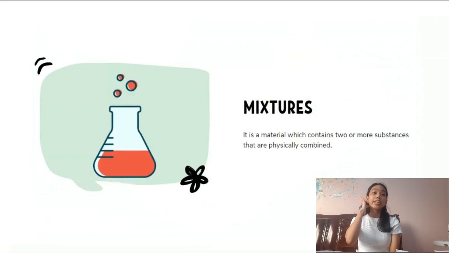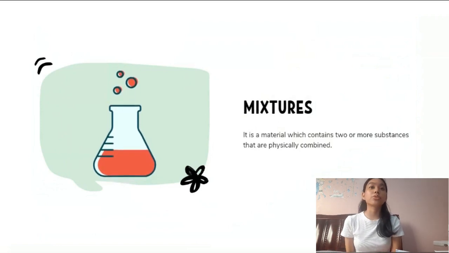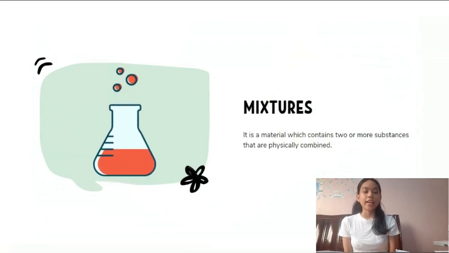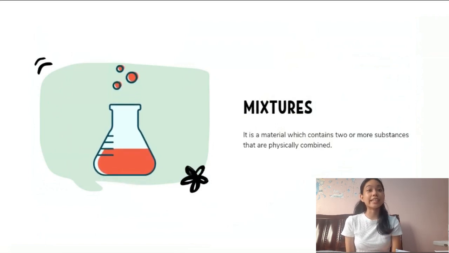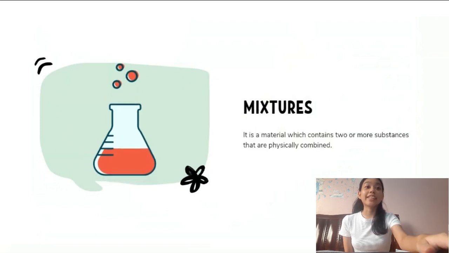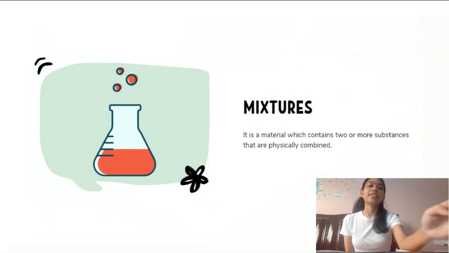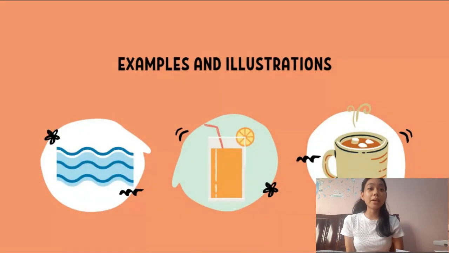Our next term is yung mixtures. Alam niyo ba kung anong mixtures? It is a material which contains two or more substances that are physically combined, meaning hindi nagbabago yung properties ng mga substances kahit pinaghalo-halo mo sila. Okay? Some examples are, of course, yung sinabi ko nga kanina, seawater, your orange juice, yung tinimpla mo, water and powdered orange mix. Tapos yung Milo, tapos yung tubig.